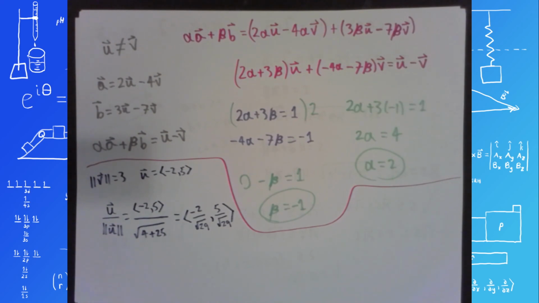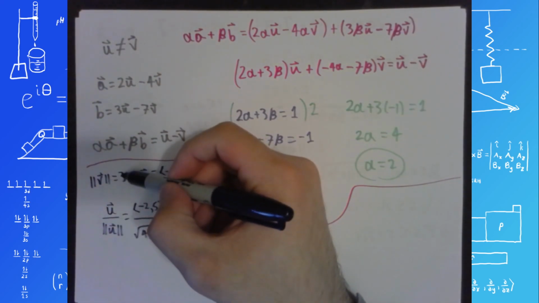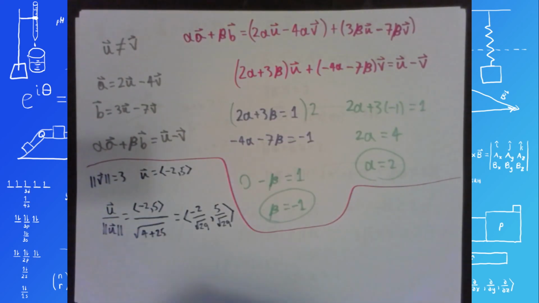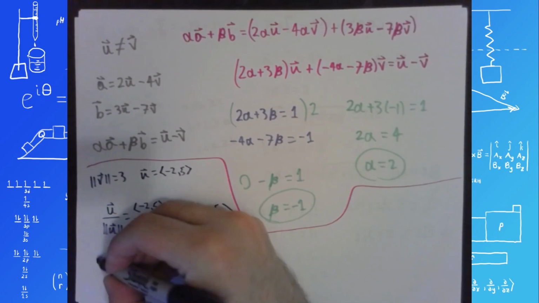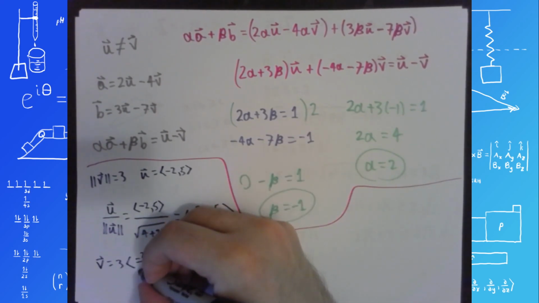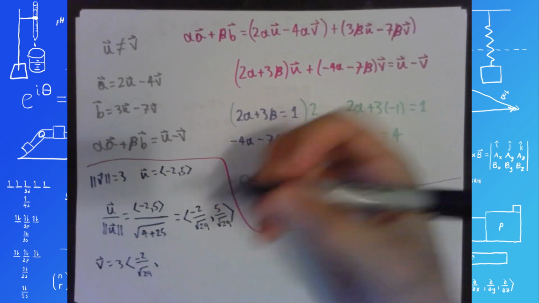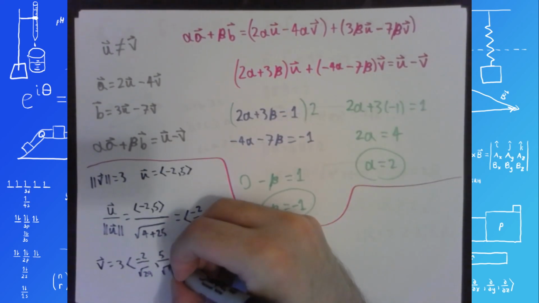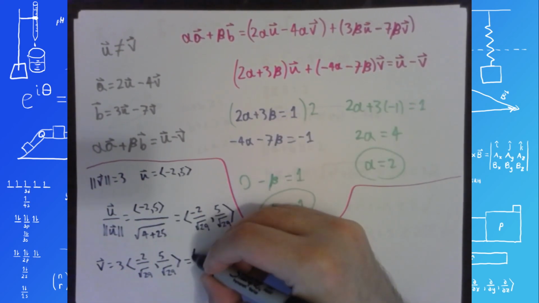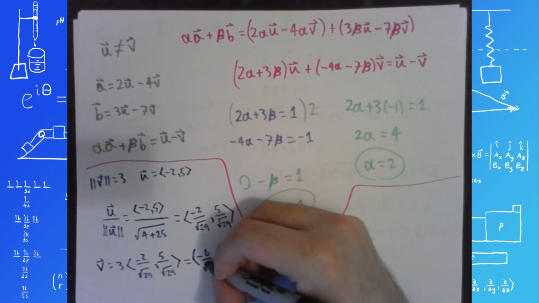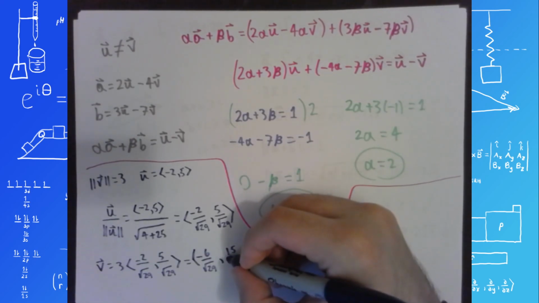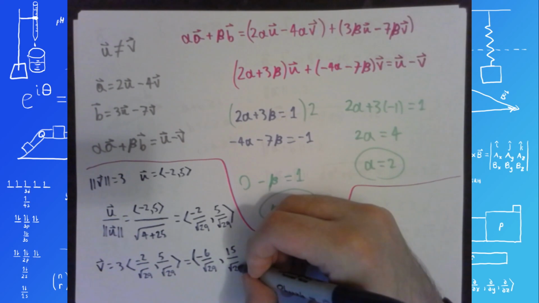And then for our vector v, we want it to have a magnitude of 3 and the same direction as u, so we'll just take the unit vector in the direction of u multiplied by 3. So v is equal to 3 times negative 2 over root 29, comma 5 over root 29, equals negative 6 over root of 29, comma 15 over root of 29.